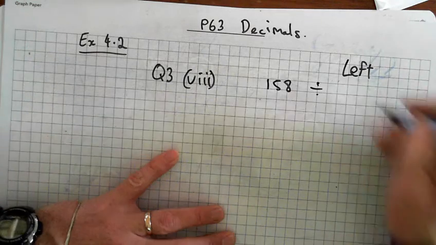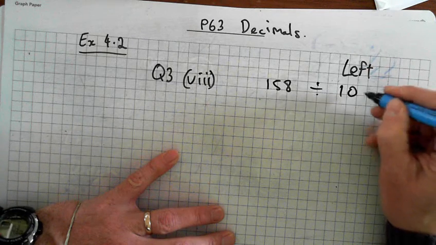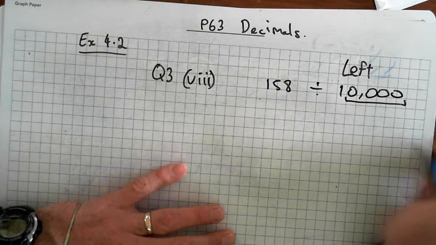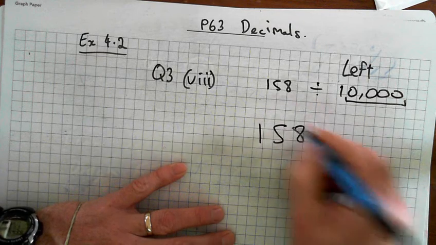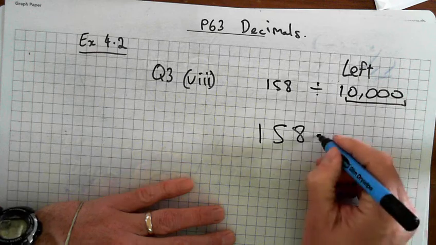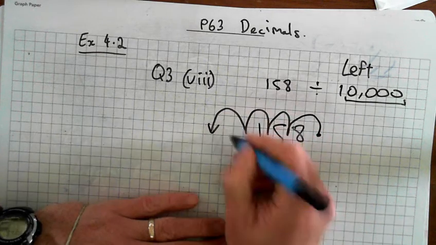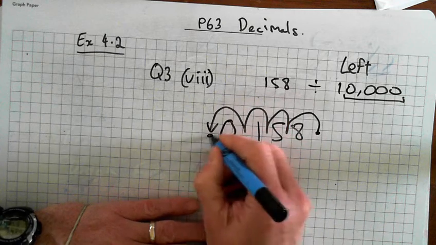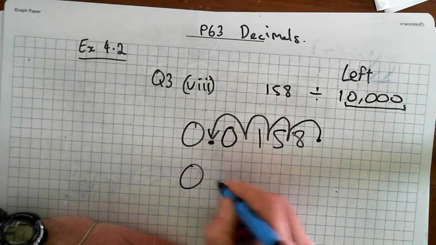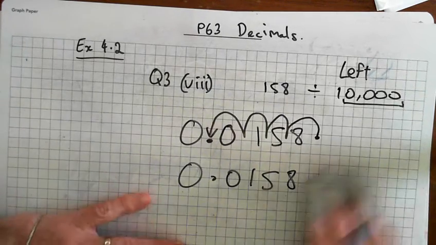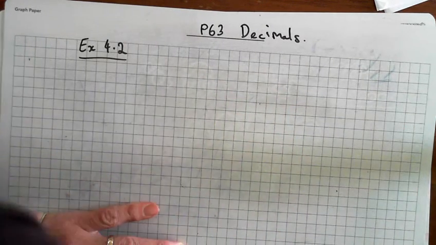Okay, watch this. What happens if it's 158 divided by 10,000? How many zeros? 4 spaces to the left. The decimal point is there. 1, 2, 3, 4. I need to put a 0 underneath that. The answer is 0.0158. Okay, that's question 3.